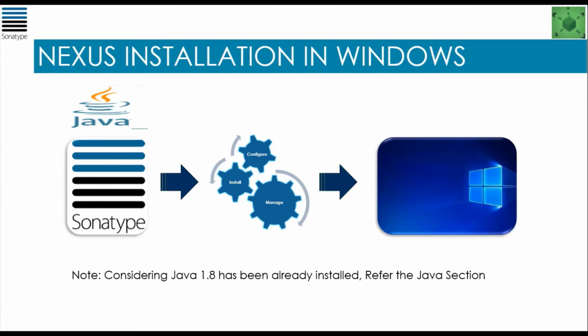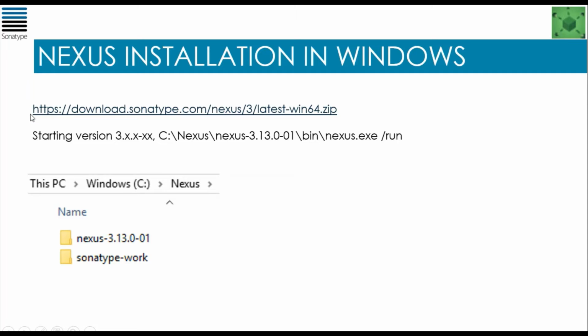The minimum requirement is that you have to install Java, and I'm considering you have already done that. If not, then refer to the Java sections for how to install Java in Windows 2010. And you need internet connectivity for downloading the Sonatype binary or zip file. In part 1 and part 2 you will see the installations and configurations in Windows 2010. Once this is done, and I'm considering you have internet, you will be able to download from https://download.sonatype.com/nexus/3/latest-win64.zip.